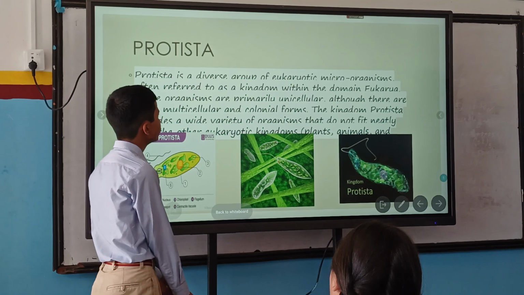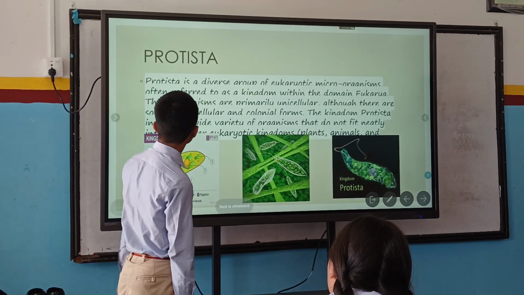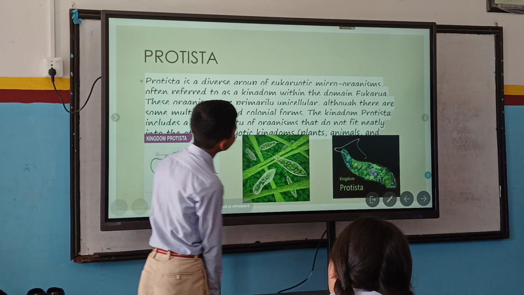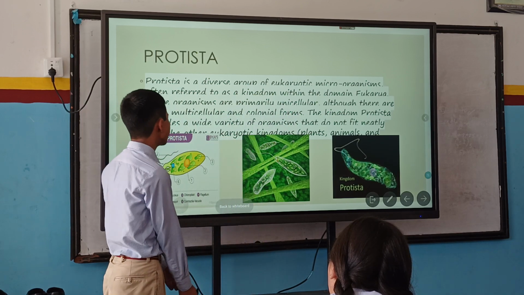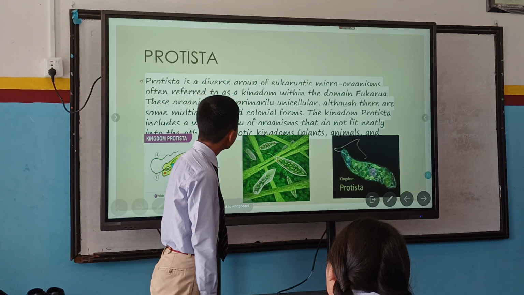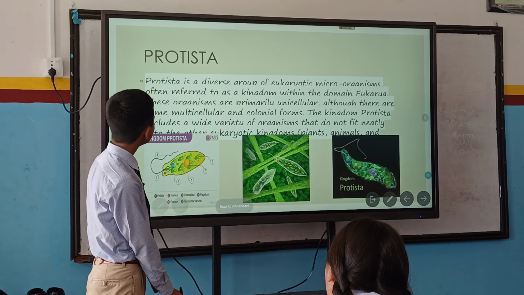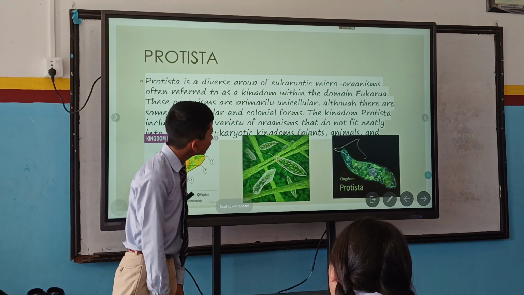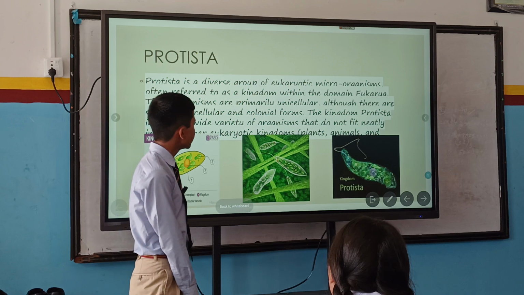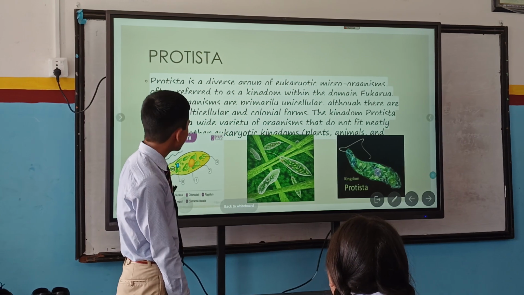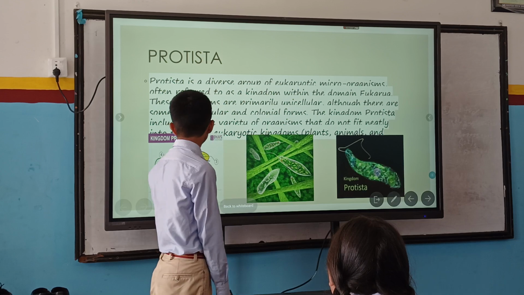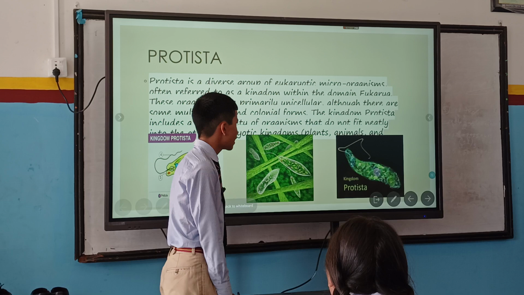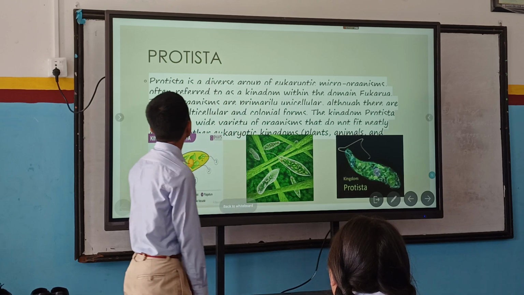Protista is a diverse group of eukaryotic microorganisms, often referred to as a kingdom within the domain Eukarya. These organisms are primarily unicellular. What it means is, although there are some multicellular and colonial forms, the kingdom Protista includes a wide variety of organisms that do not fit neatly into the other eukaryotic kingdoms: plants, animals, and fungi.